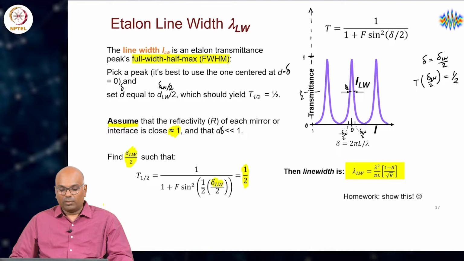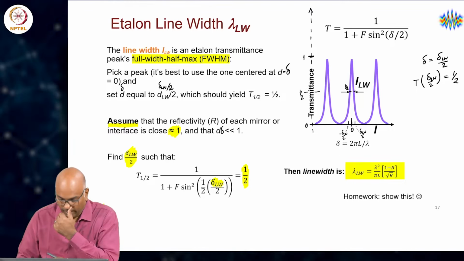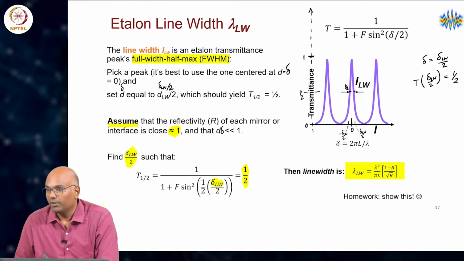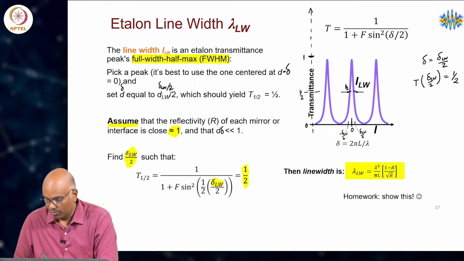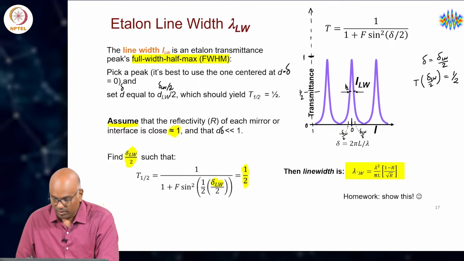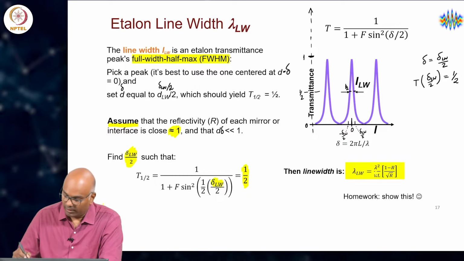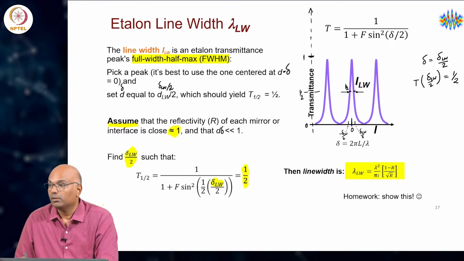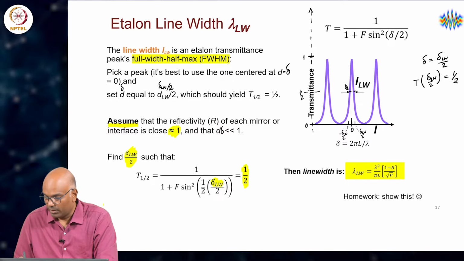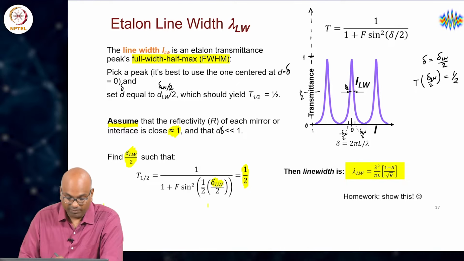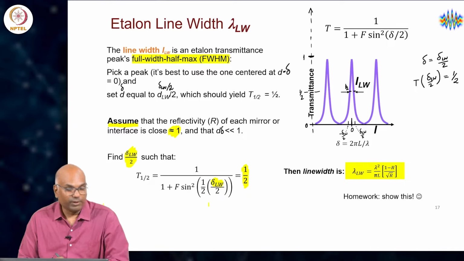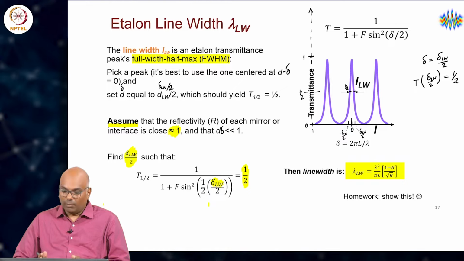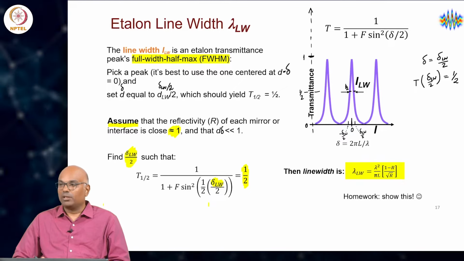Then we can figure out, after a little bit of math, which I leave as homework for you to do, that the wavelength corresponding to the delta L by 2 is lambda square divided by pi L, multiplying 1 minus R divided by the square root of R. Here we have made use of the fact that R is very close to unity. I am not going to derive this expression for you, just in the interest of time.